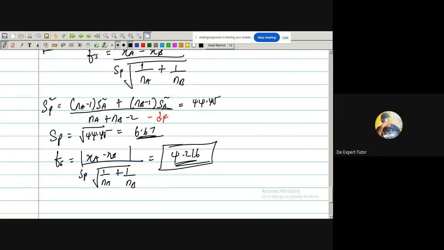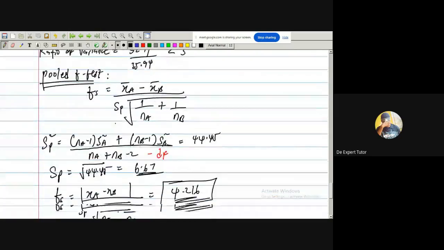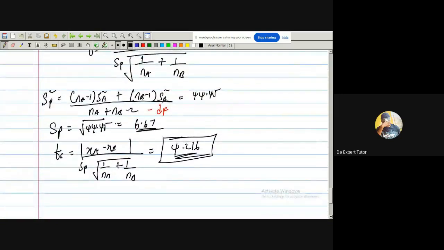Are you following? Yes. So I've gotten my TS already. Now the next thing, after getting your TS, is the critical value of T. What is my degree of freedom? The degree of freedom is NA plus NB for the two samples minus 2. How many samples do I have? 5. 5 plus 5 minus 2, and that's equal to 8.